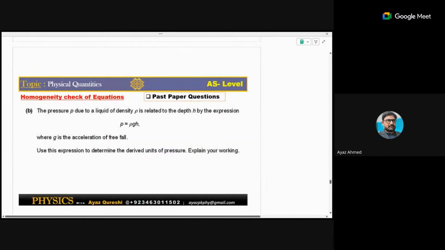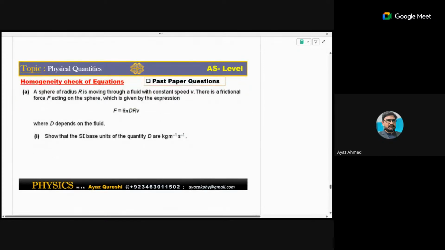Here is the theory part. The pressure P due to the liquid density rho is related to the depth H, where g is the gravitational acceleration. Use the expression to determine the derived unit of pressure. So isn't it very easy? Just put all the SI base unit expressions for the right hand side, and enjoy the answer.